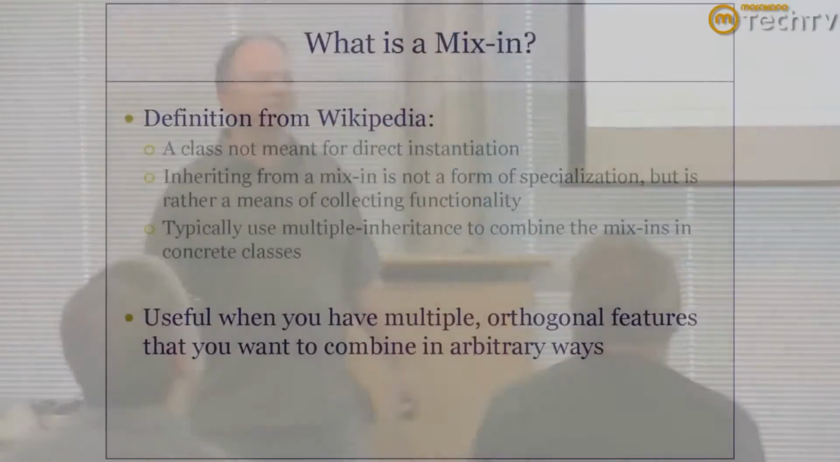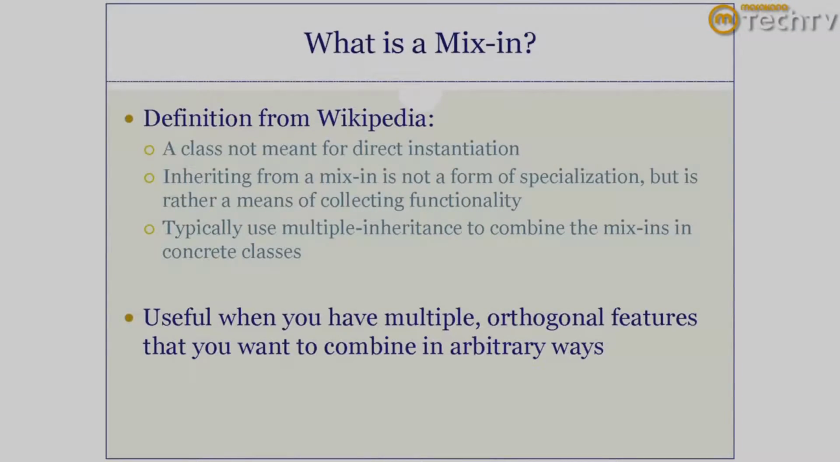So what is a mixin? Luckily, Wikipedia to the rescue. They have a pretty good definition and a pretty good page on it. But it's basically a class that's not meant for direct instantiation and where you're not using the inheritance for specializing classes, but rather using it to basically collect different functionality. And you typically use multiple inheritance to combine your mixins together. And so this is useful when you want to have multiple orthogonal features that you're going to combine in arbitrary ways.